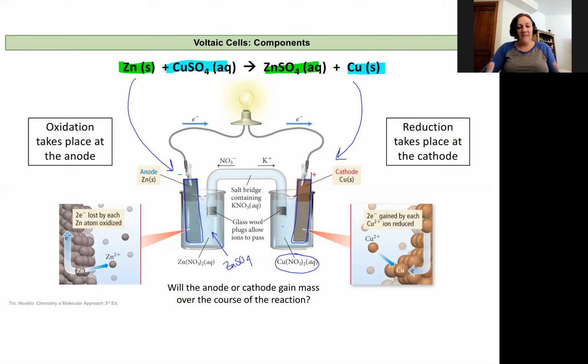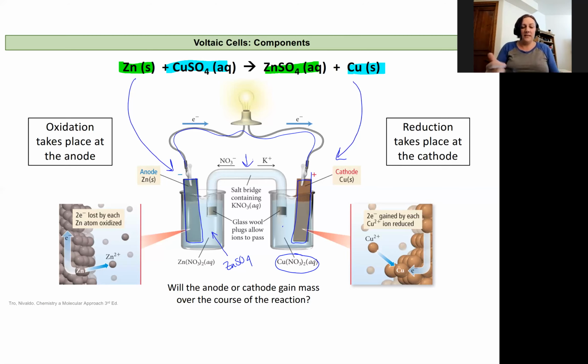So we have both the metal and the ion in place together, and then we connect them with a wire that electrons can flow through. And then this right here is our salt bridge. And the salt bridge is just potassium nitrate.